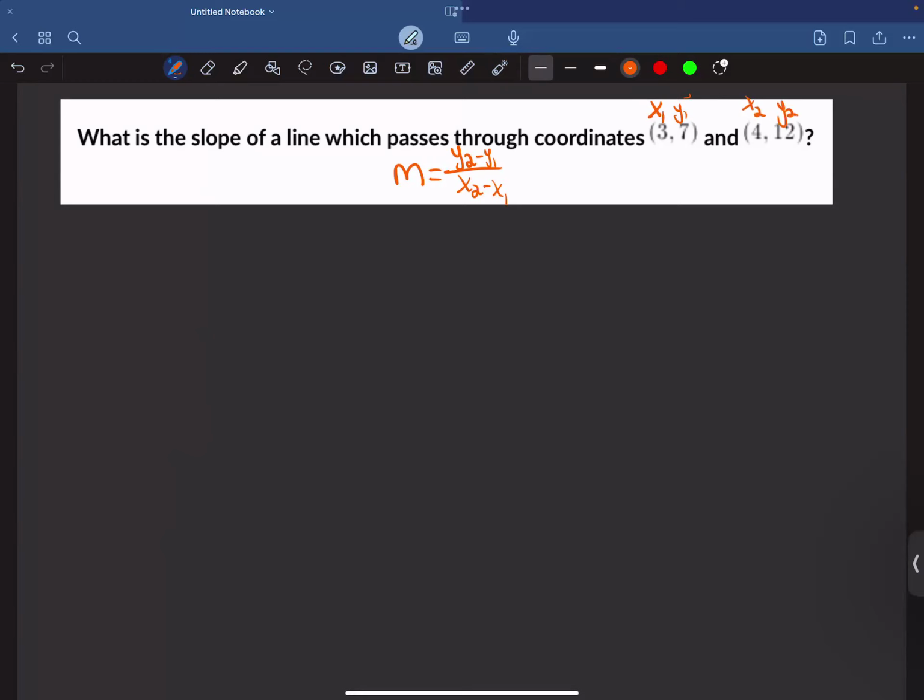So now all we do is we substitute in our values. 12 minus 7 over 4 minus 3. You get 5 over 1. Well, anything divided by 1 is just itself. And you now have slope equals 5. And that is the exact way to approach that problem. There's no other way to think about it, no different way. When you're given 2 coordinate pairs, this is how you do it.